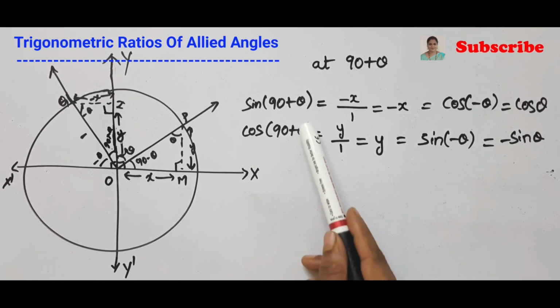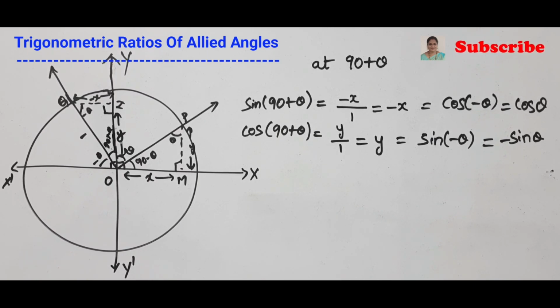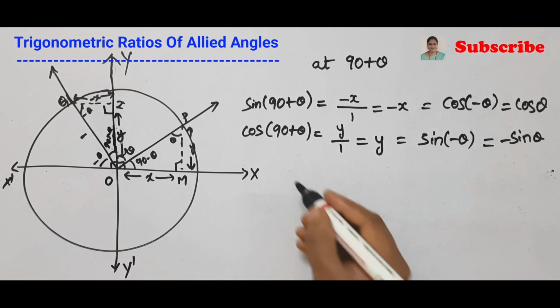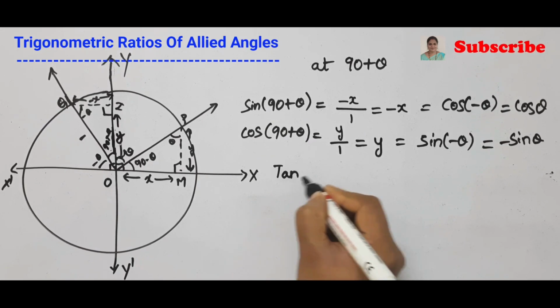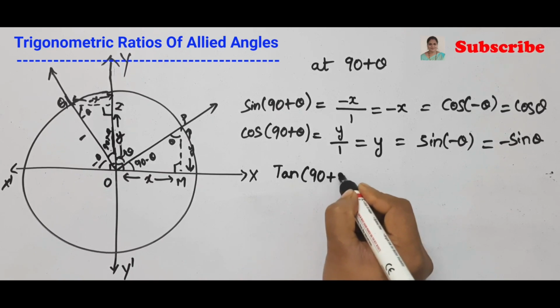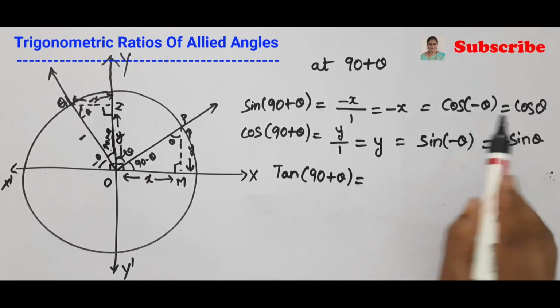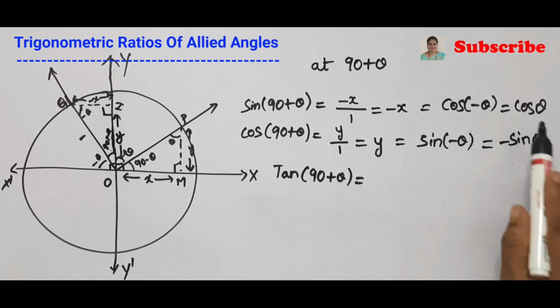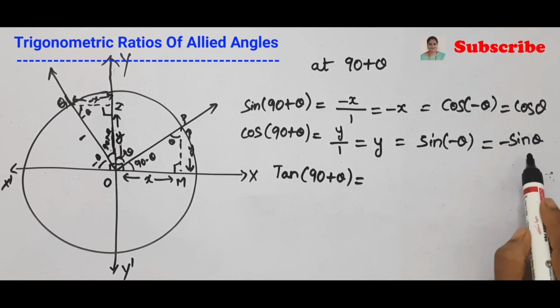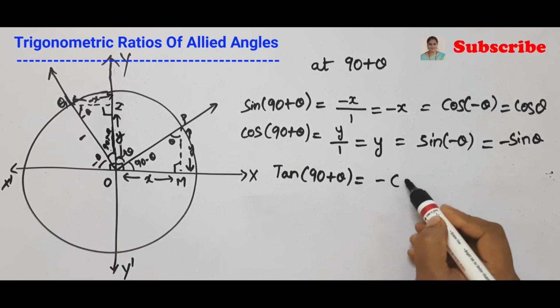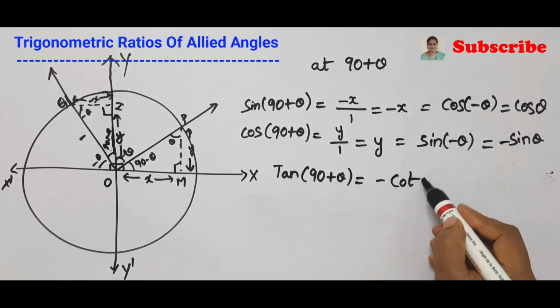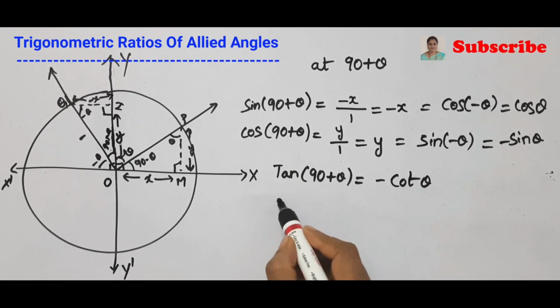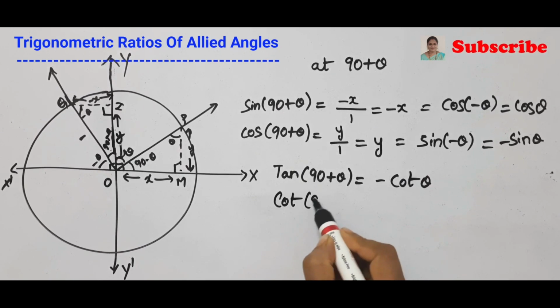So when we got these two values, we can easily write the remaining trigonometric ratios, is it not? Let us write them now. Tan(90 + θ) is equal to sin(90 + θ) by cos(90 + θ), which is nothing but cos θ by -sin θ. So this is equal to -cot θ. Cos by sin is cot θ, is it not? So -cot θ.